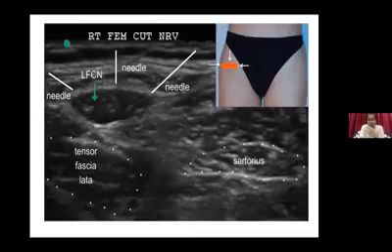Now, when I localize my nerve, this is seen as a hyperechoic nerve, which is lying within the hypoechoic fat-filled tunnel between the tensor fasciae lata laterally and sartorius muscle medially. And here lies the fascia lata, which is above the nerve.